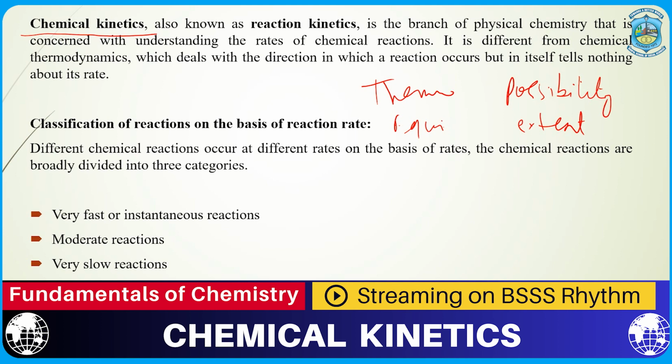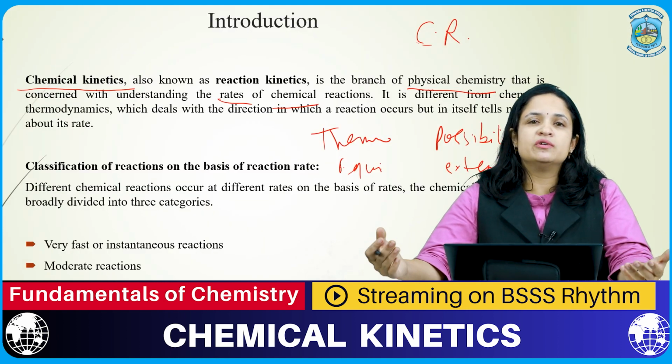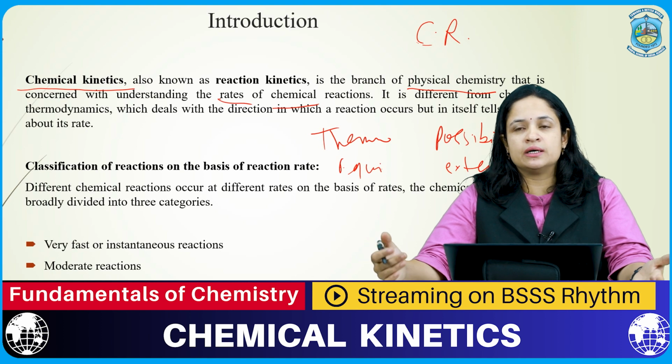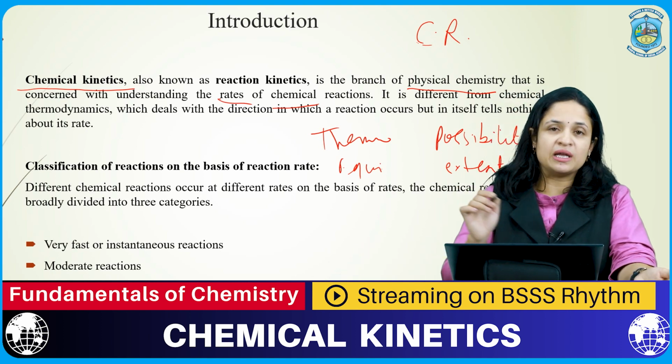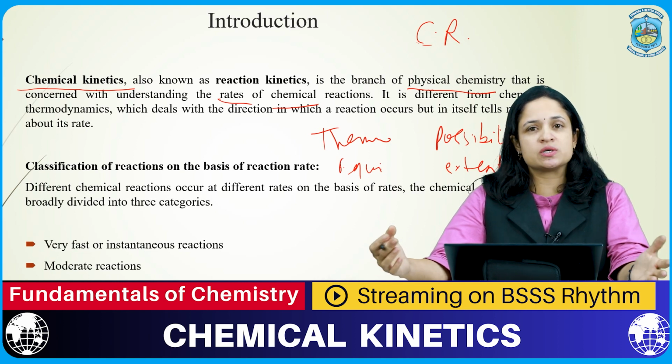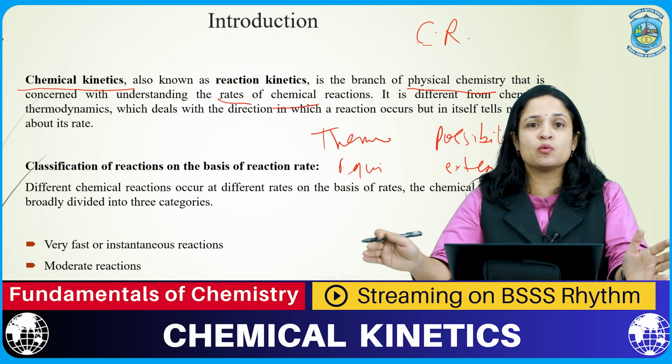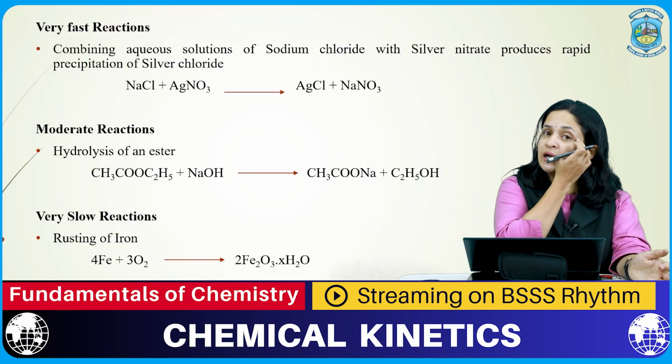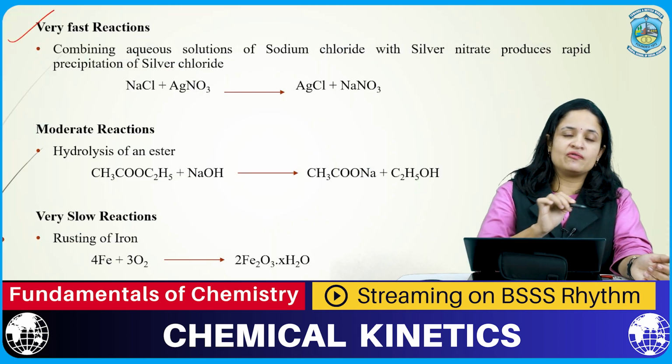So chemical kinetics is the branch of physical chemistry that is concerned with understanding the rates of chemical reactions. Now chemical reactions can proceed with many rates. We can see in our day-to-day life that there are many reactions which proceed very fast, which proceed very slow, or which proceed with a normal time, which we call moderate time. So basically there are three types of reactions. First is your very fast reactions.